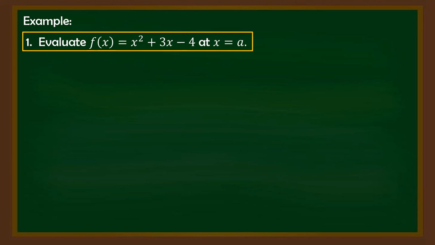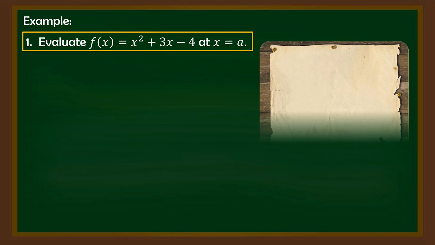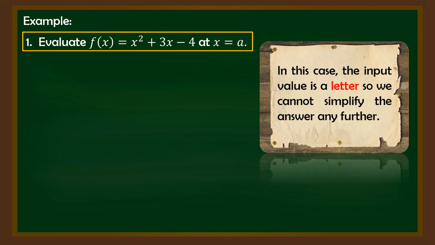Let's take a look at the other example. Evaluate f of x is equal to x squared plus 3x minus 4 at x is equal to a. In this case, the input value is a letter, so we cannot simplify the answer any further. To continue, we have f of a is equal to a squared plus 3a minus 4. Disregard the parentheses, so we have f of a is equal to a squared plus 3a minus 4.